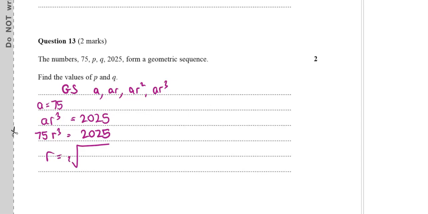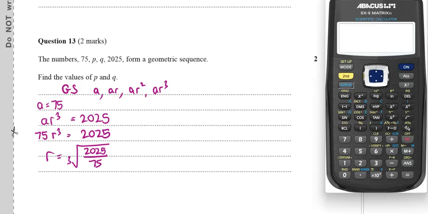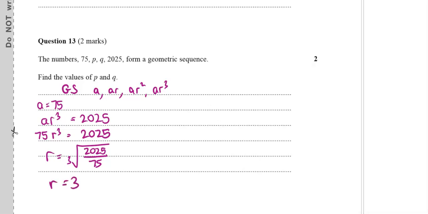So r is the cube root of 2025 on 75. 2025 divided by 75 is that. We want the cube root of that answer, which I can see is 3. Therefore, P equals 75 times 3, which is 225, and Q is that number times 3, which is 675.